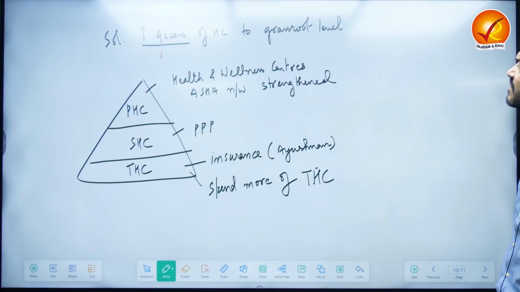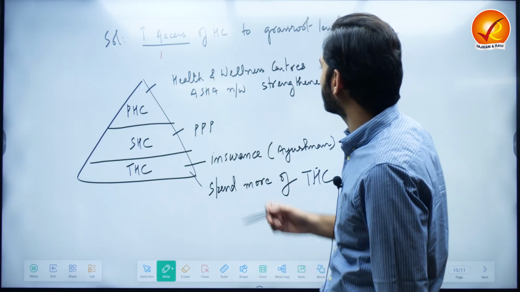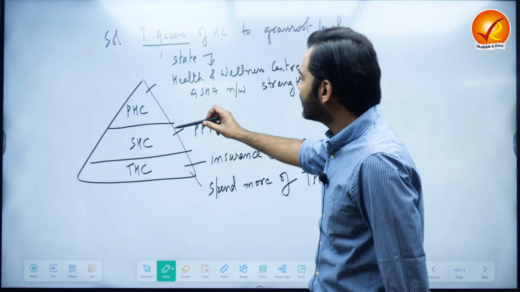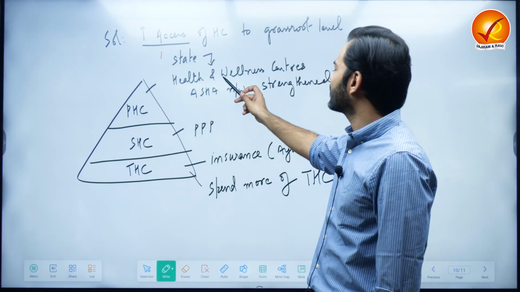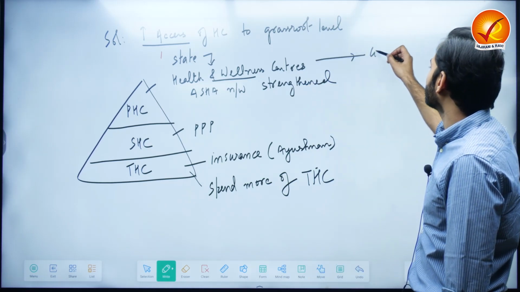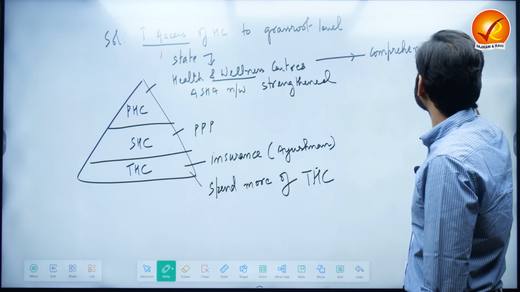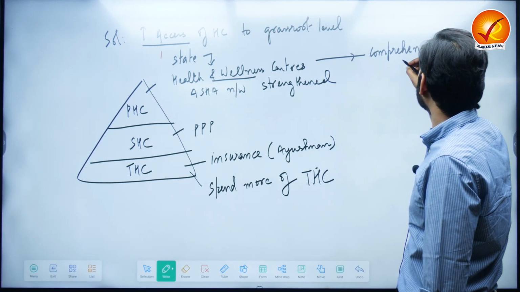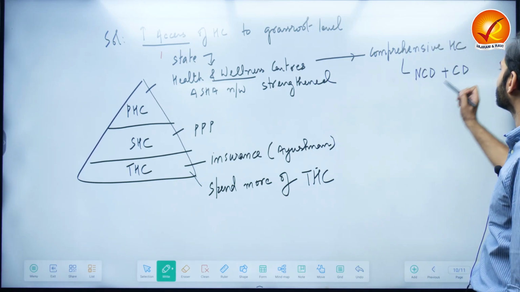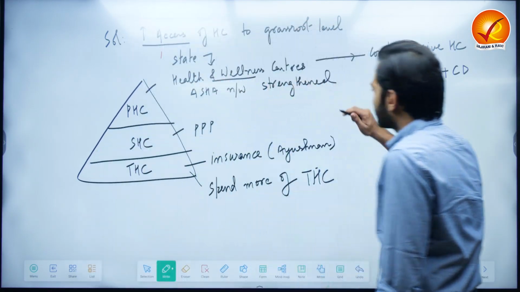Now the next part of the question says, how to increase the access of healthcare facilities to grassroots level. Again, the state will do it. How can the state do it? In case of primary healthcare, the government is doing a good job in opening health and wellness centers. These health and wellness centers provide a very good comprehensive healthcare. Comprehensive healthcare means it is providing basic facilities for non-communicable disease as well as communicable disease. So they are providing very good healthcare.